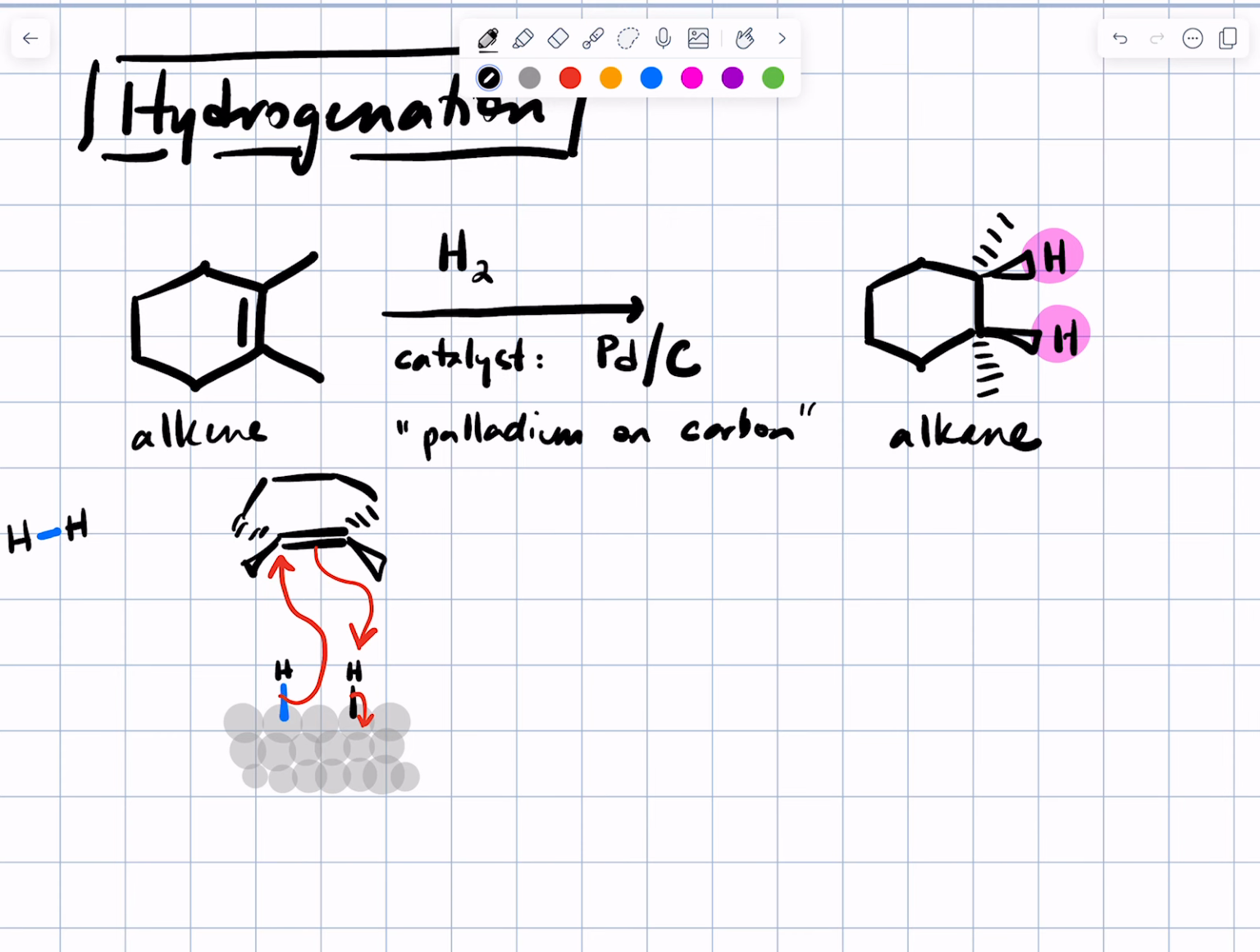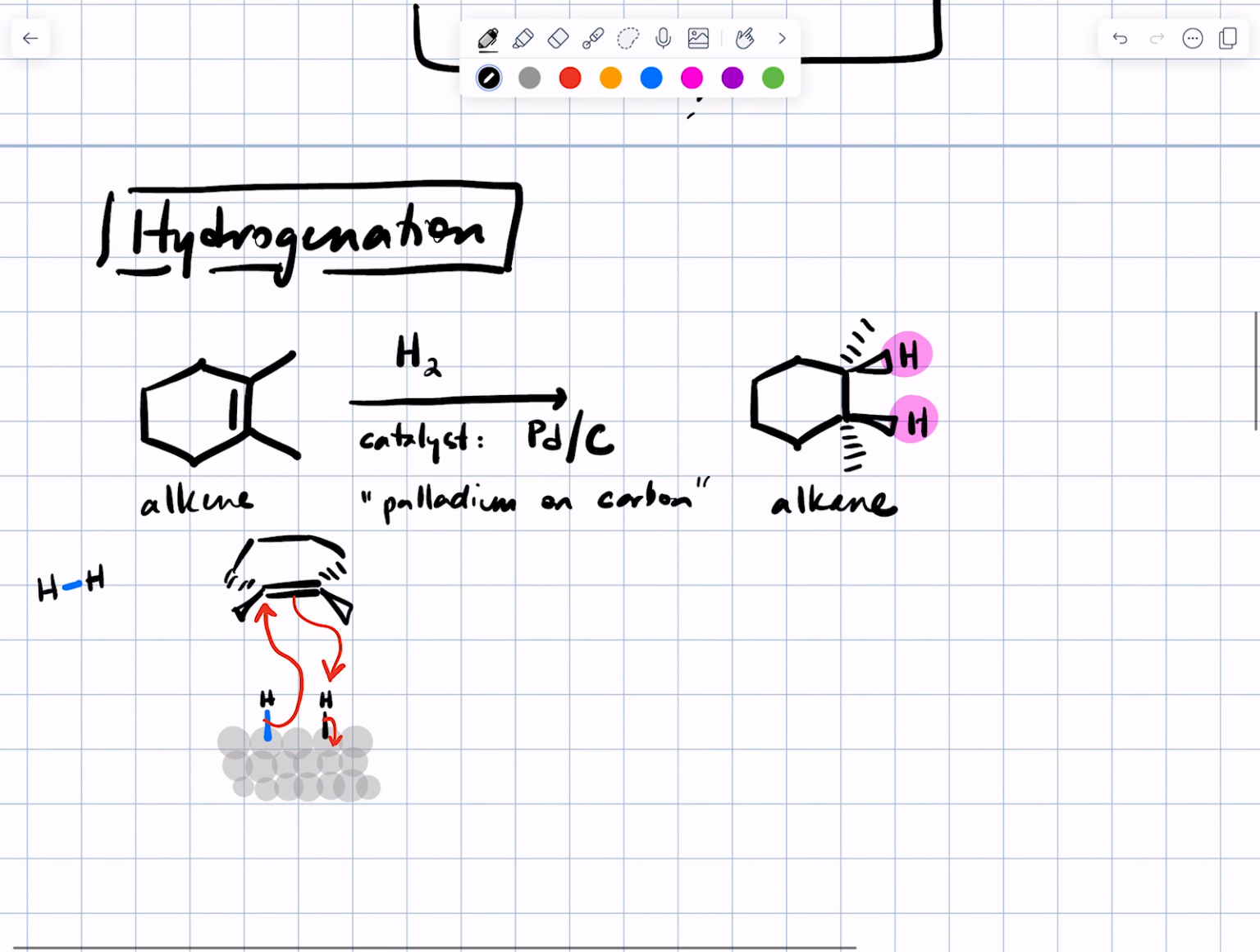A few practical issues. Hydrogen's a gas, so it's not like you can weigh it out on a stir plate or weigh it out on a mass balance and then pour it into your reaction vessel.